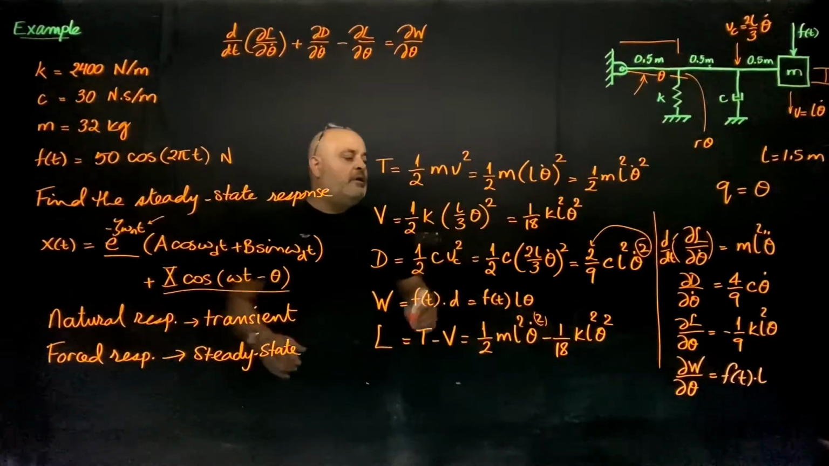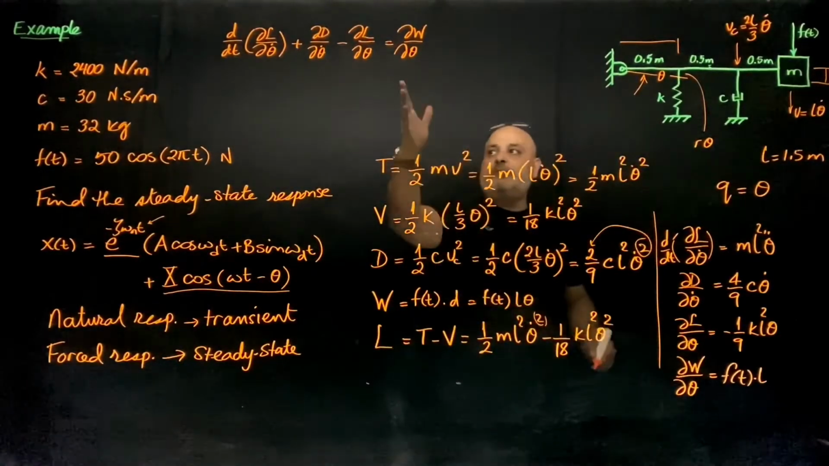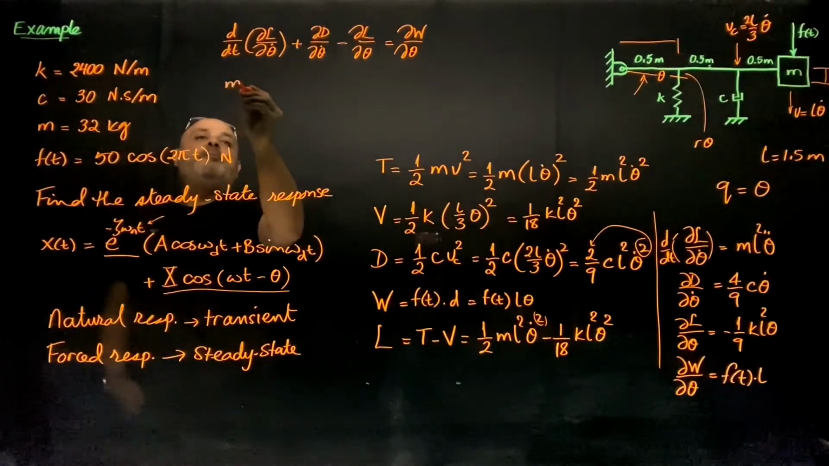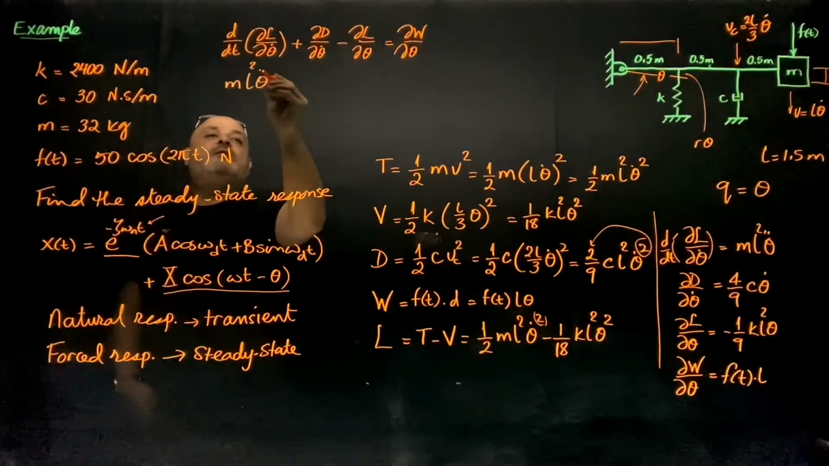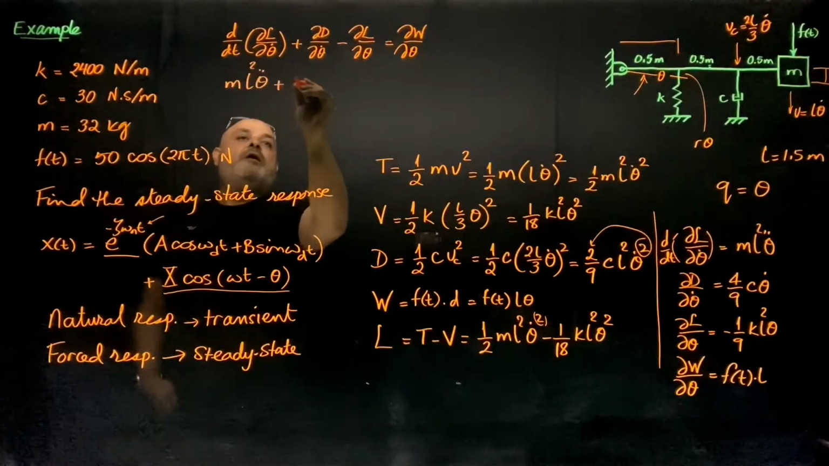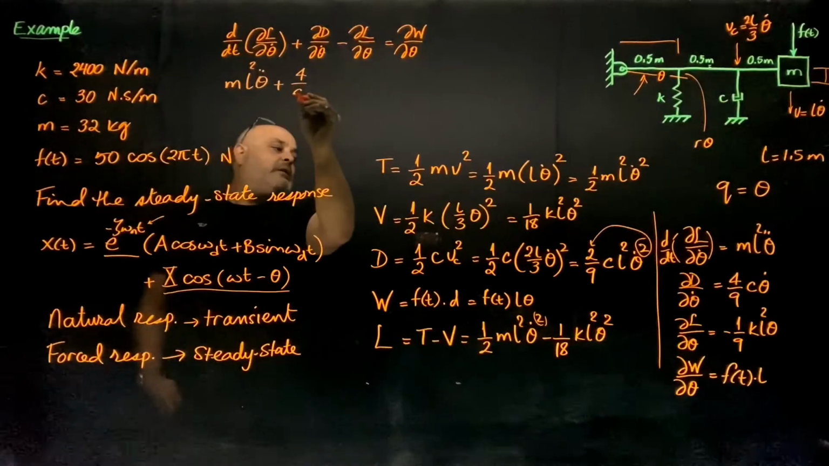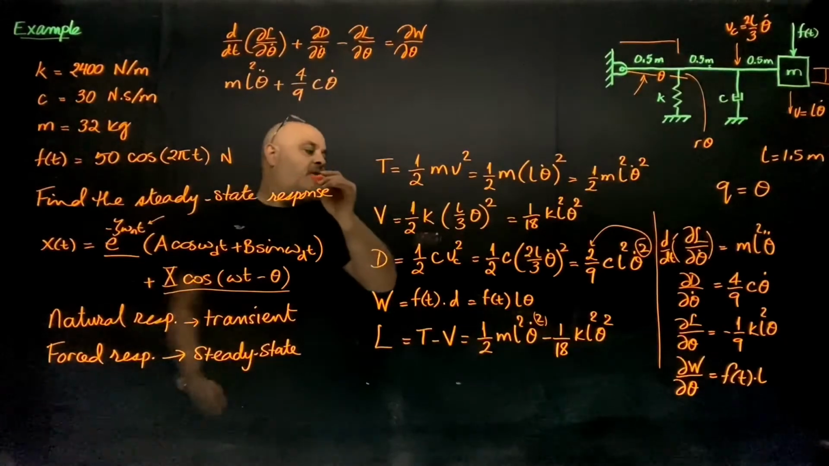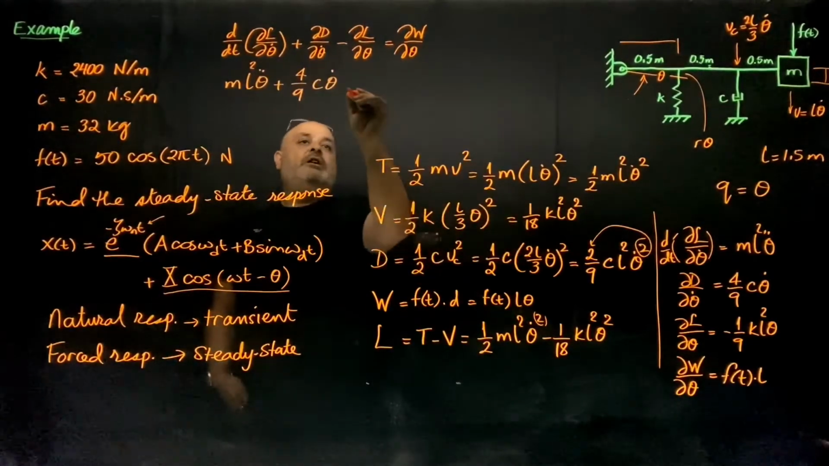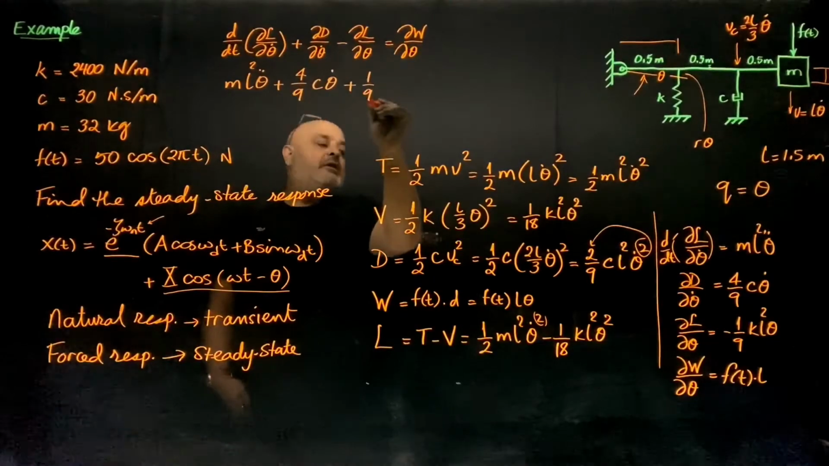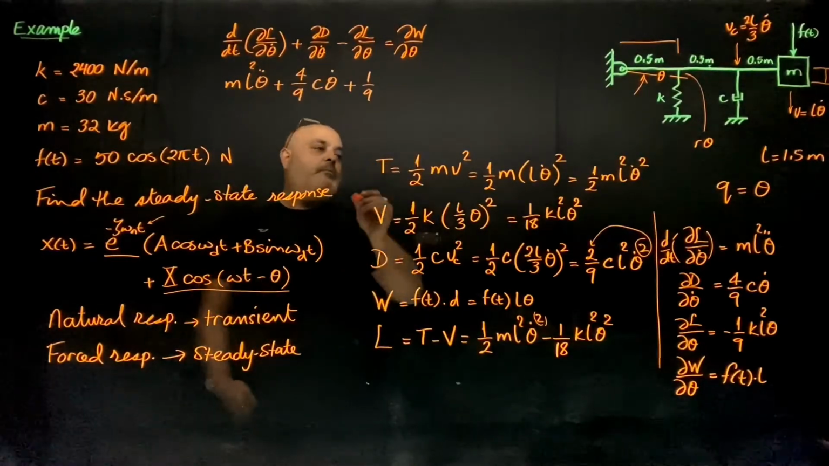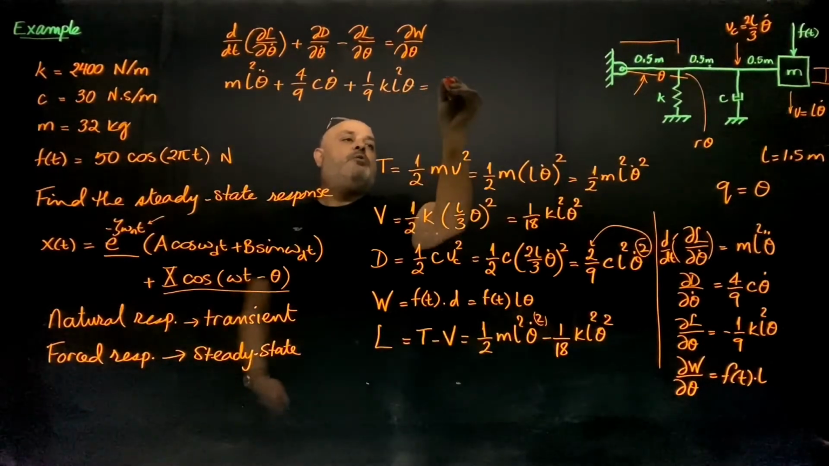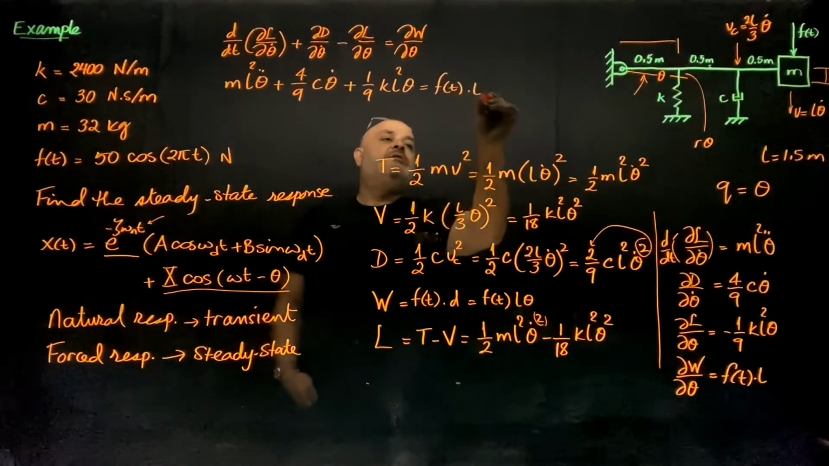Now I have all the expressions I need to complete my equation of motion, which becomes m L squared theta double dot plus 4/9 c theta dot, minus, that is plus, 1/9 k L squared theta equals f of t times L.